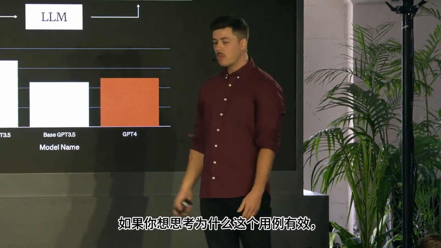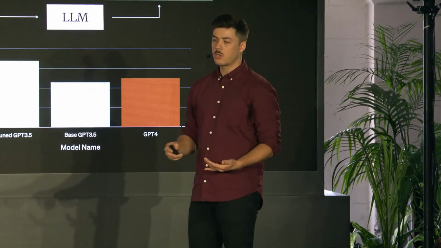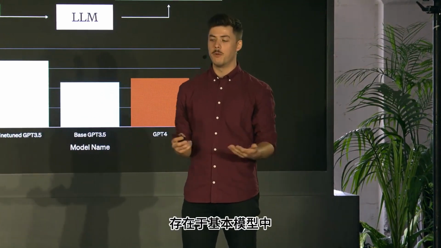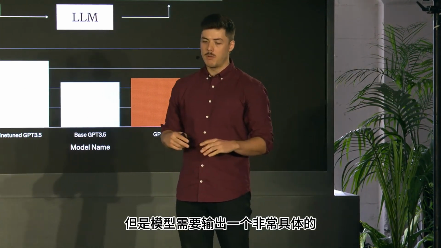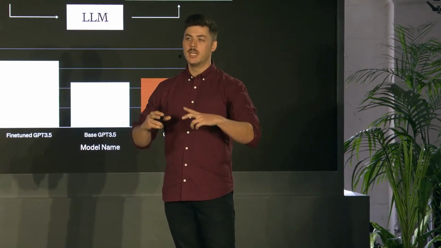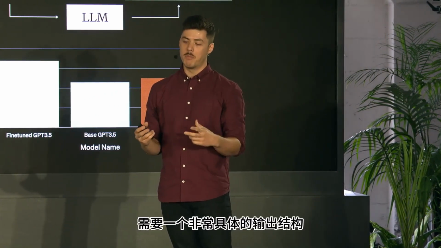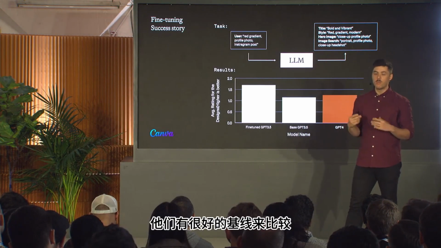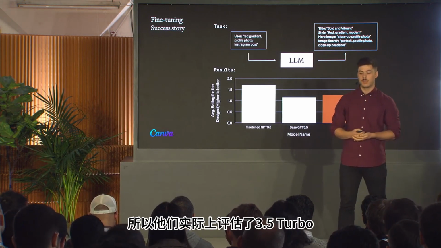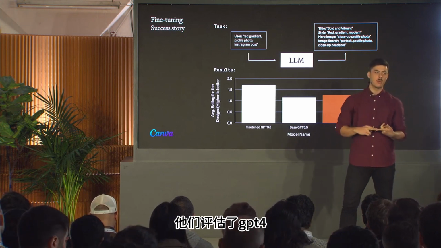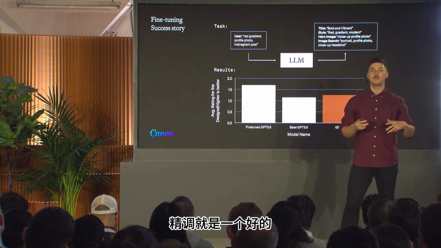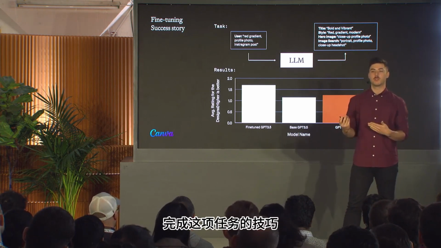So if you want to think about why this use case worked, to start off, no new knowledge was needed, right? All the knowledge needed to solve this problem existed in the base model, but the model needed a very specific structure for its outputs. Then they used very high quality training data, and they had really good baselines to compare it to, right? They evaluated 3.5 Turbo, they evaluated GPT-4, they understood where they were succeeding and where they weren't, and so they knew that fine-tuning was going to be a good technique to use for this task.